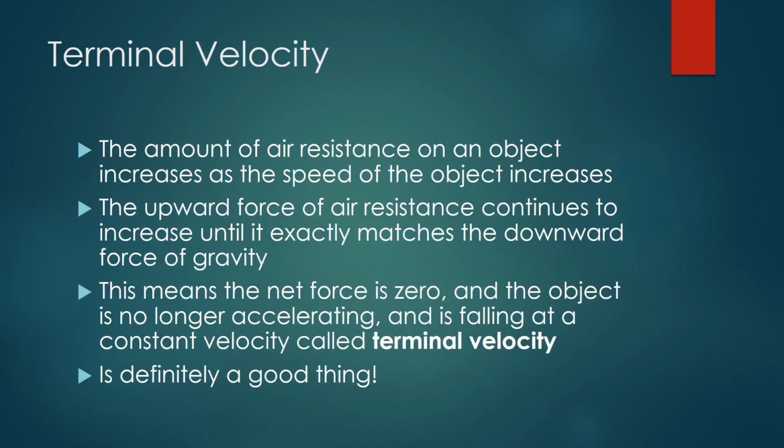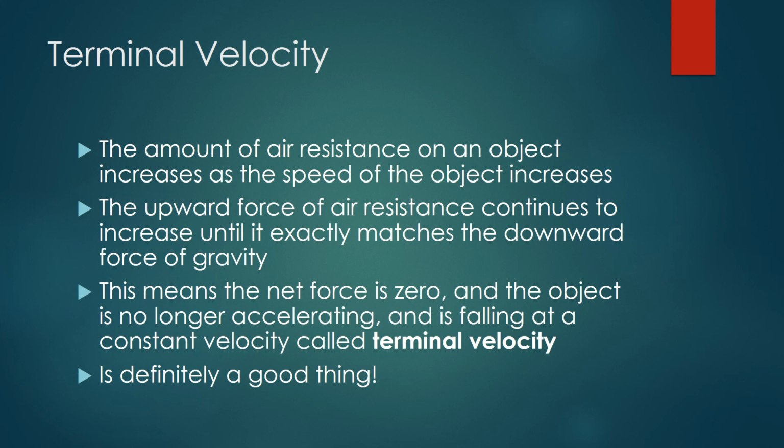And the last thing with this lecture is terminal velocity. Terminal velocity is defined this way: the amount of air resistance on an object is going to increase as the speed of the object increases, but it's going to hit a point where it does not increase anymore, and that's called terminal velocity. If you drop something and it falls and falls and falls, and it never hit terminal velocity, it would just keep increasing until it hits something.